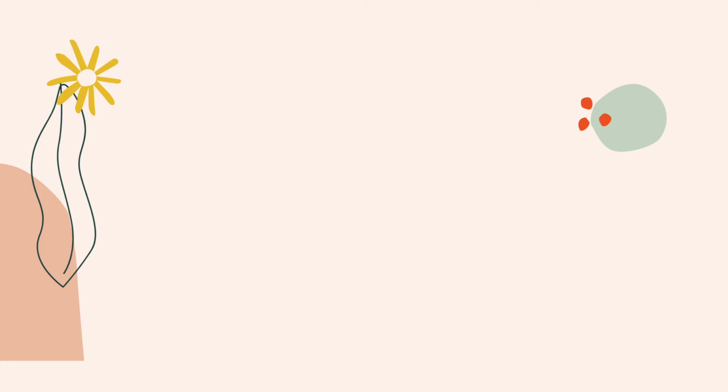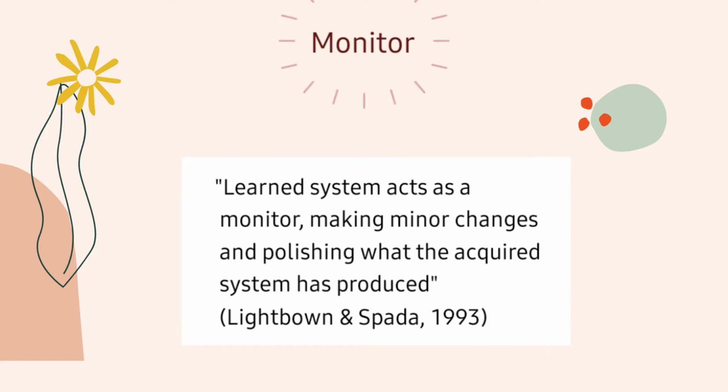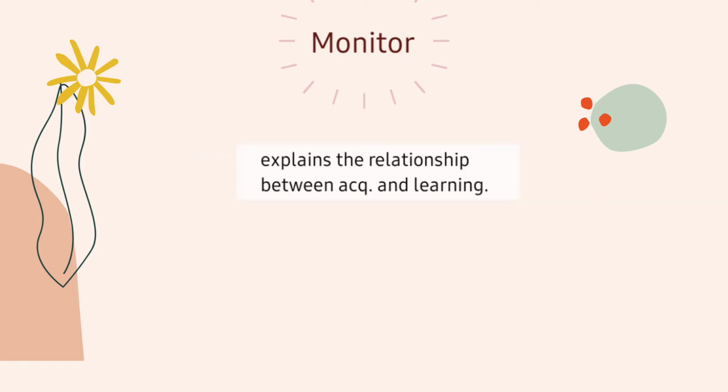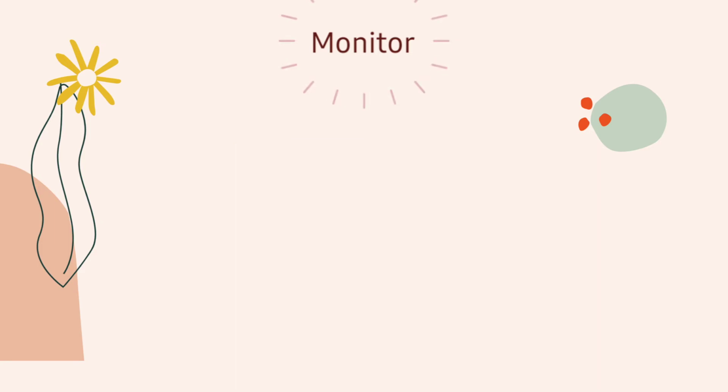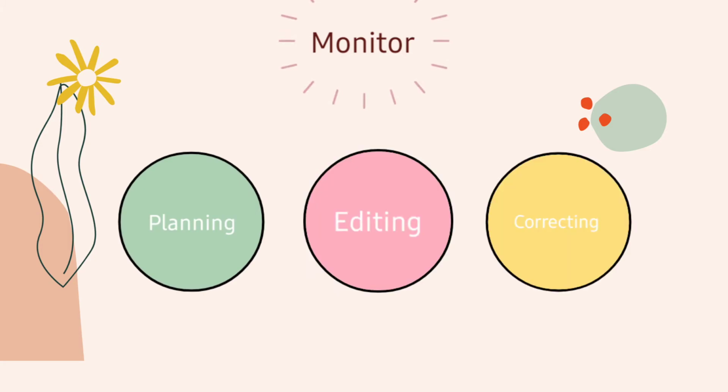Let's move on to the third hypothesis, the monitor. The learned system acts as a monitor, making minor changes and polishing what the acquired system has produced. This hypothesis explains the relationship between acquisition and learning and defines the influence of the latter on the former. According to Krashen, the acquisition system is the utterance initiator, while the learning system performs the role of the monitor or the editor. The monitor acts in a planning, editing, and correcting function when 3 specific conditions are met.